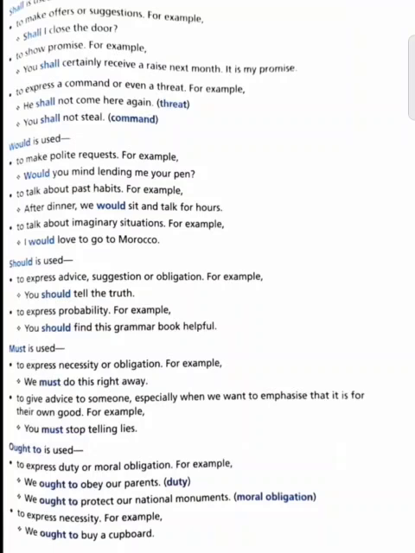Now let's understand the usage of ought to. Children, ought to expresses duty or moral obligation. Duty and moral obligation, like we ought to obey our parents, this is our duty. We ought to protect our national monuments, this is moral obligation. Okay, so remember this. And to express necessity also. So children, must also can be used for necessity, and here ought to also. Okay, we ought to buy a cupboard. For necessity means it is showing the necessity that we have to. So here you will use ought to.